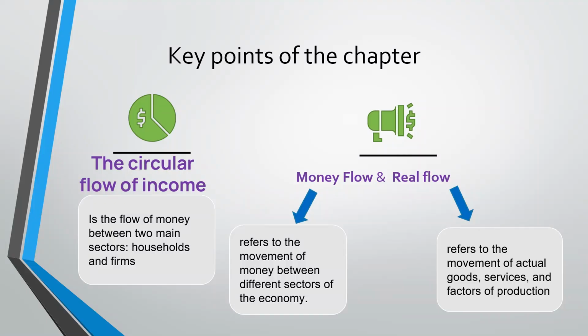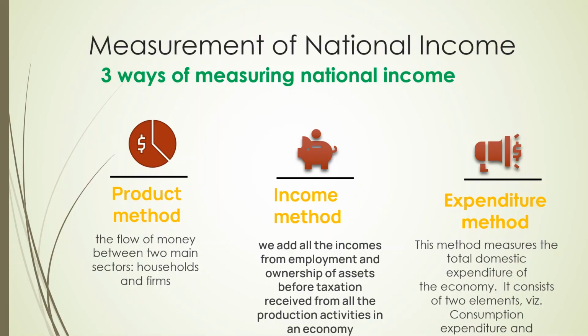In this chapter, we have circular flow of income. And you should know what is money flow and real flow to explain what is circular flow of income. And another important aspect of this chapter is 3 different ways of measuring national income, and we have 3 methods to measure national income. They are product method, second income method, and third expenditure method.